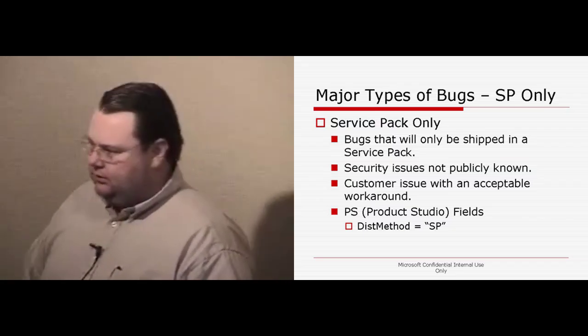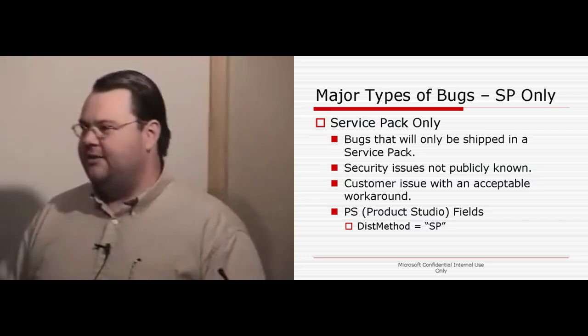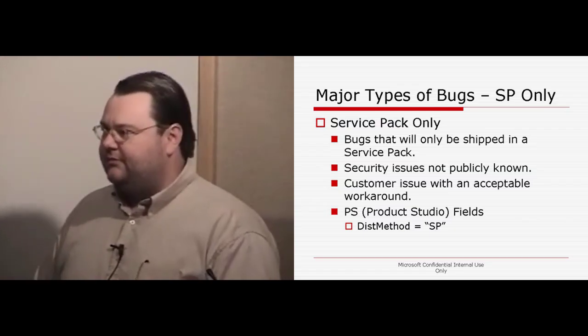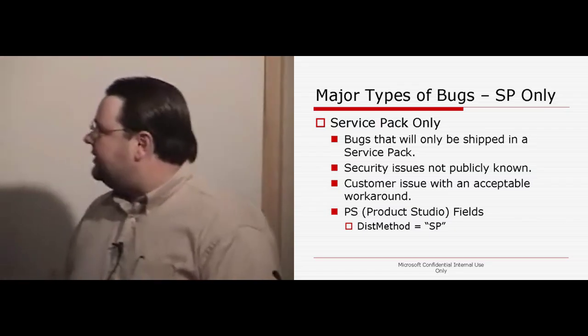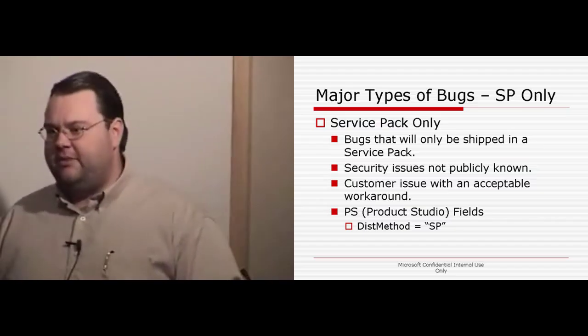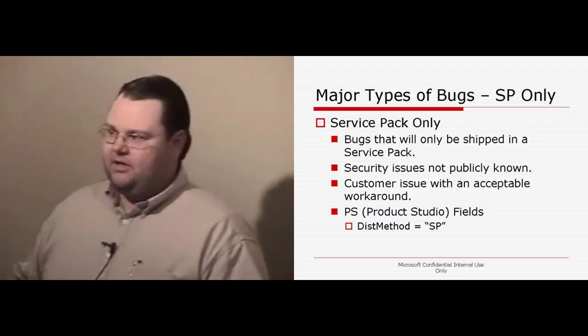Okay, so basically in WinSE we deal with three types of bugs. Of those three types of bugs, there are different subsets, but there are three major categories, and I'll go through each one of those major categories. The first one is SP only, or service pack only, bugs. Service pack only bugs are bugs that are shipped in a service pack.